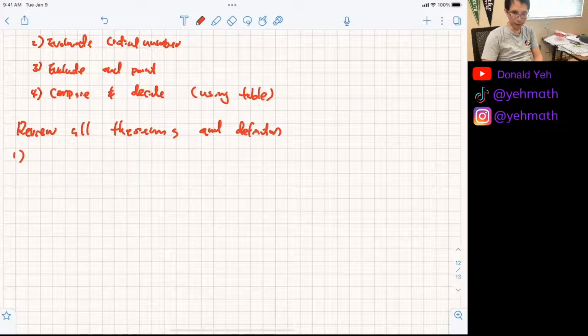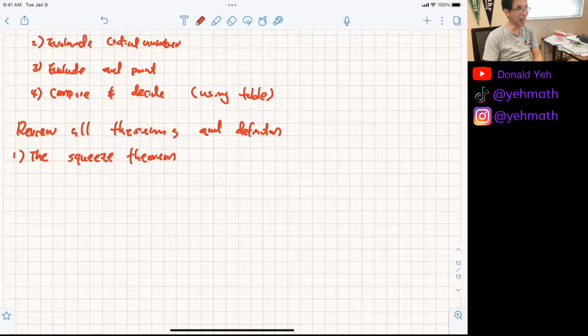So first, the squeeze theorem. Now, if you don't know the squeeze theorem, it's not the end of the world, because the test has only shown the squeeze theorem one time in the last 30 years. And that happened around 5 years ago. Next, the intermediate value theorem.